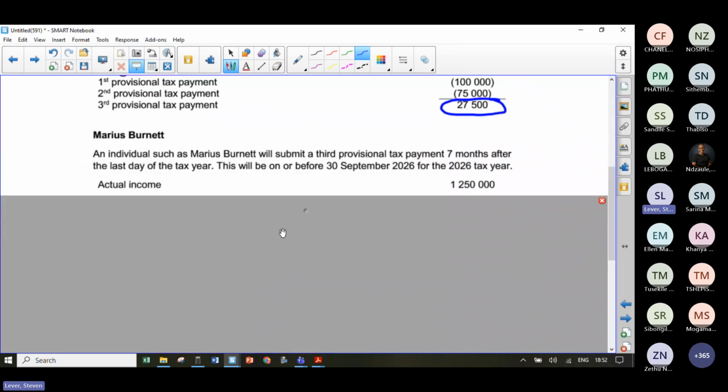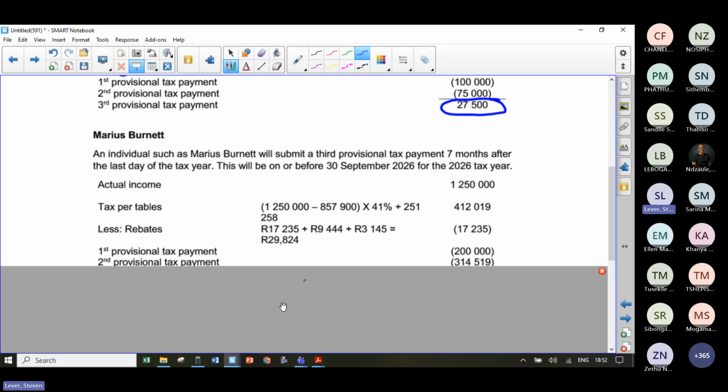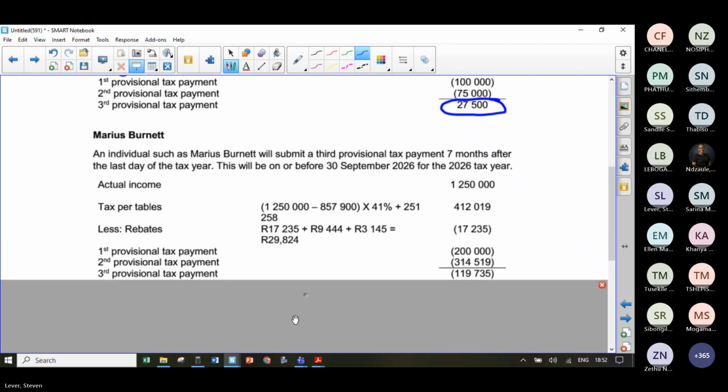We're going to say actual 1250. Tax per tables 412. Less rebates. Less your first and your second provisional tax payments. Guys, you end up with a minus. So you don't have to make a third payment. You don't do third. Why? Because you've overpaid already. And what will happen is SARS will give you interest received from when the third provisional tax payment needs to take place.